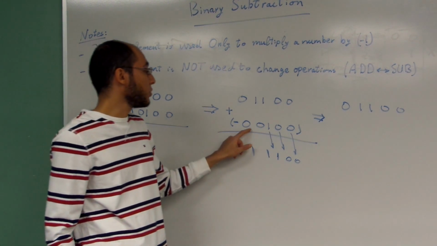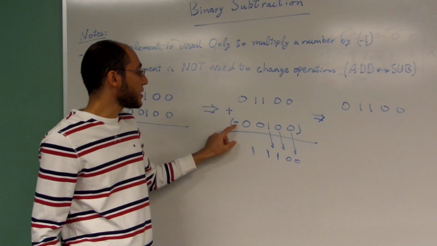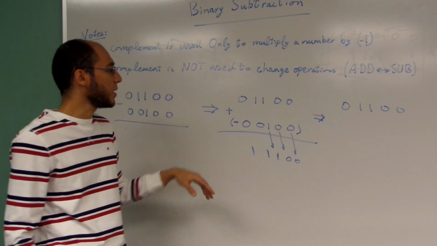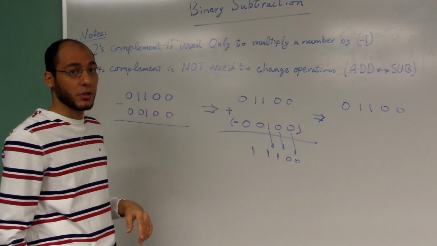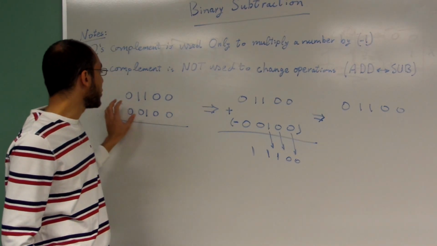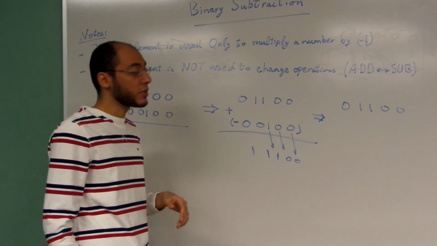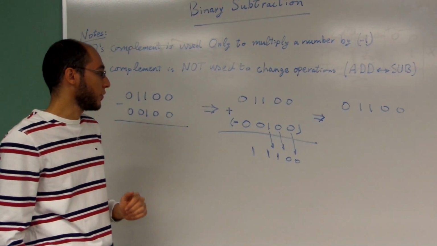So why did I do the 2's complement of that number? Because I have a negative sign here, which is basically the same as the shortcut method, which is just converting this number to its 2's complement. That's correct. However, in some other examples, people got very confused.